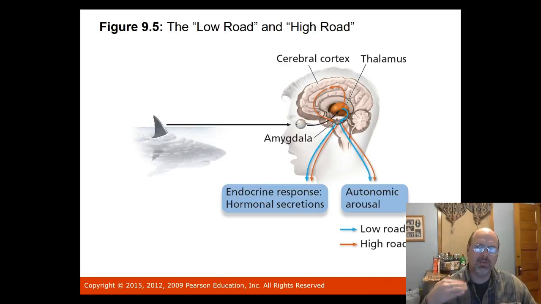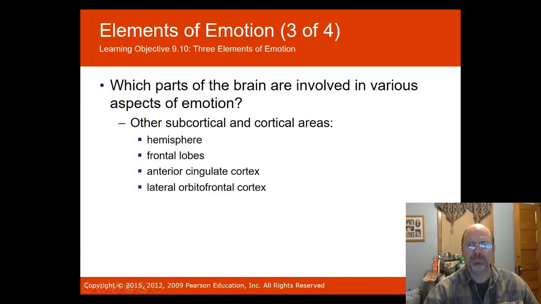That's the high road. It's a slower function, but it allows us to recognize a threat and take more conscious control of our emotional response. So the low road is where we go, and then the high road is, holy crap, it's a shark. And then we respond accordingly. Does that help you understand the high road and low road?